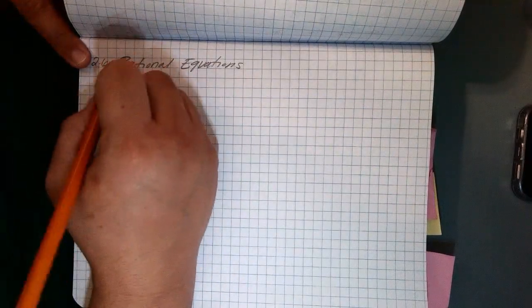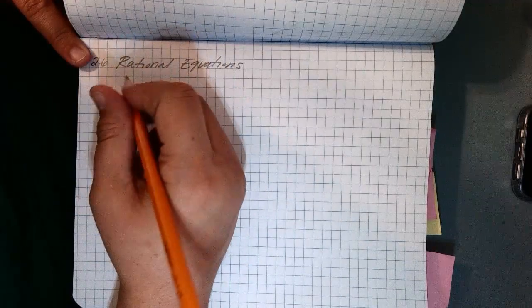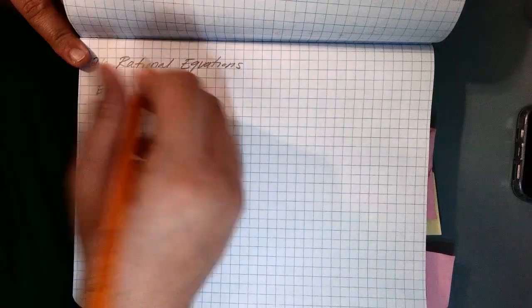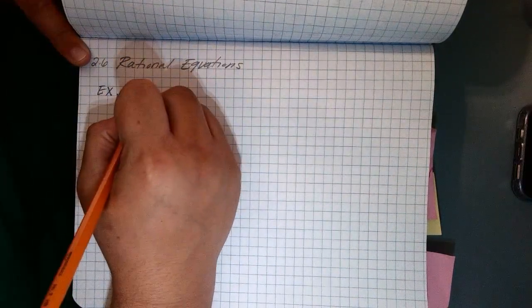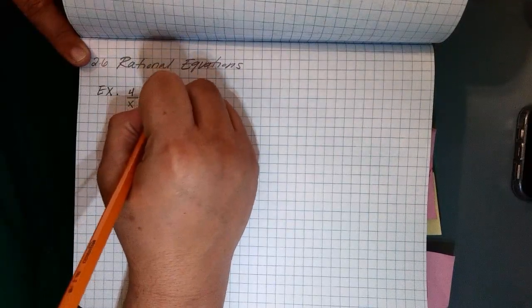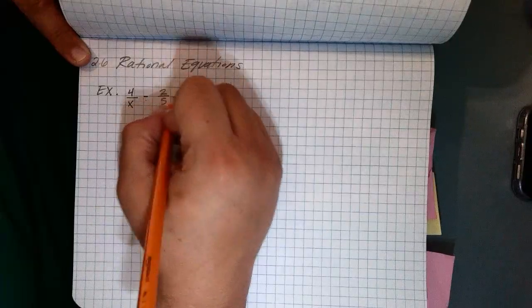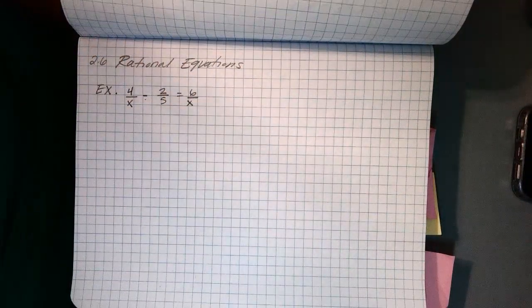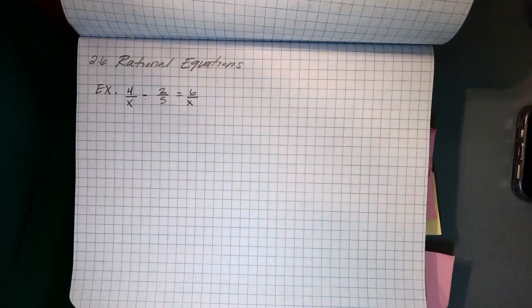Okay, people, homework 2, here we go, rational equations. So these are going to look like linear equations with fractions, but you'll notice that in the denominator, we will have a variable. So in this case, we have 4 over x minus 2 over 5 equals 6 over x. We're going to use the same method, though, that we did with solving linear equations with fractions. We're going to look for a least common denominator.